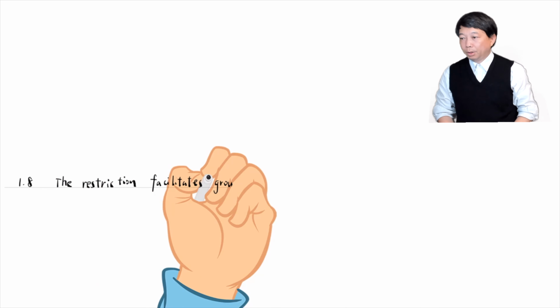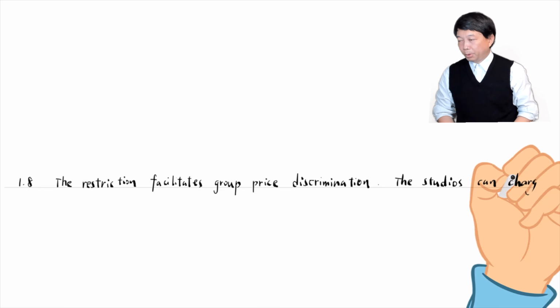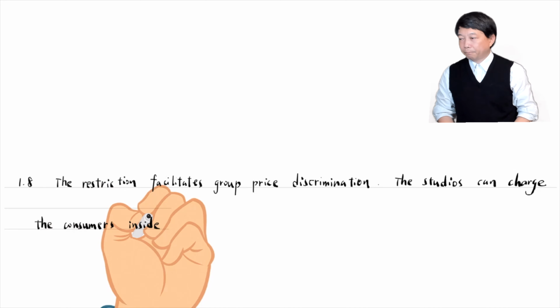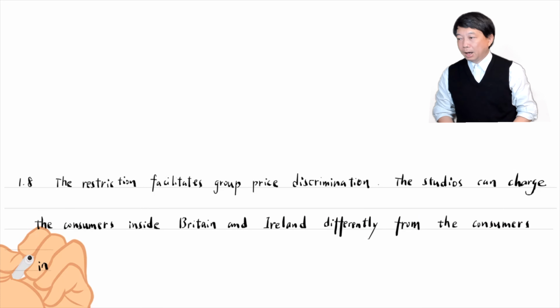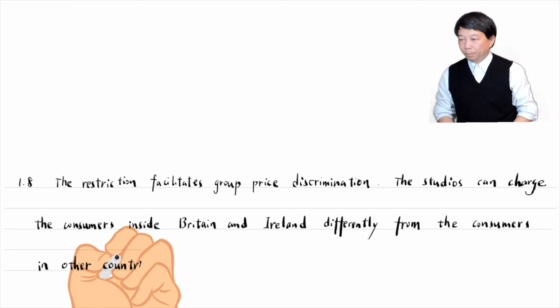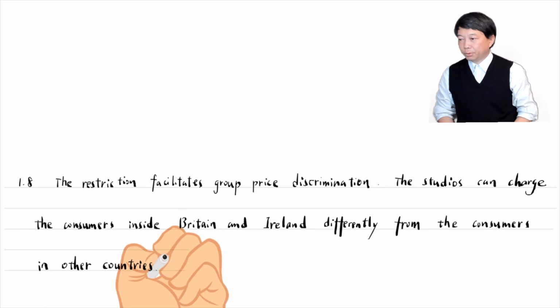The restriction facilitates group price discrimination. The studios can charge the consumers inside Britain and Ireland differently from consumers in other countries.